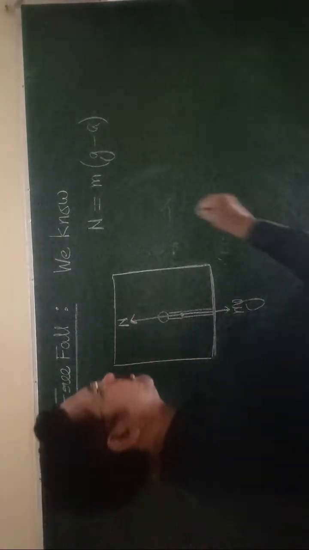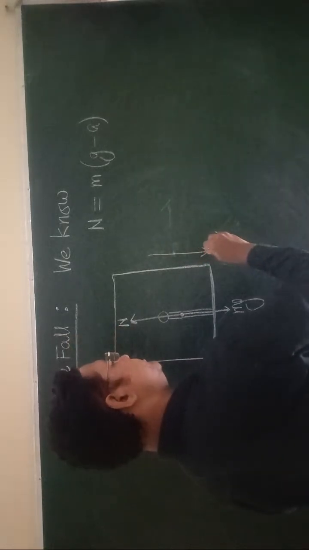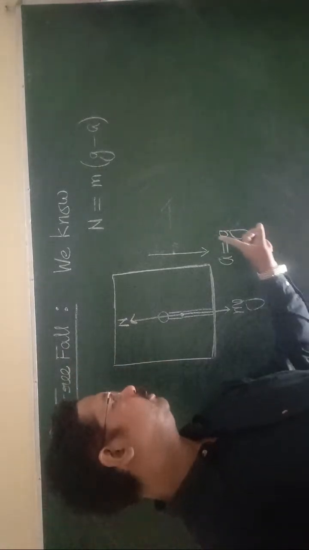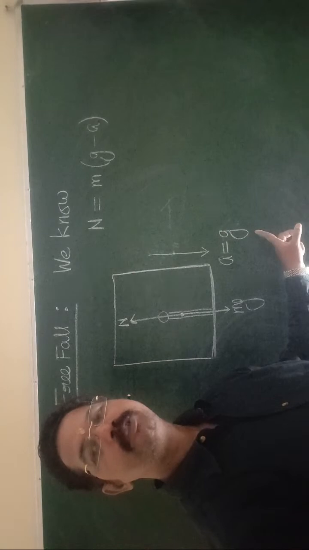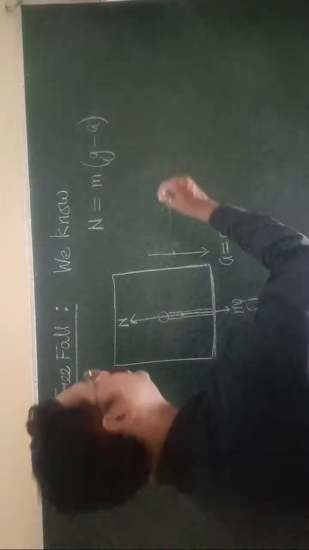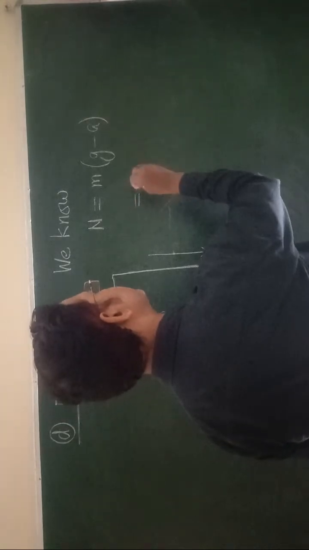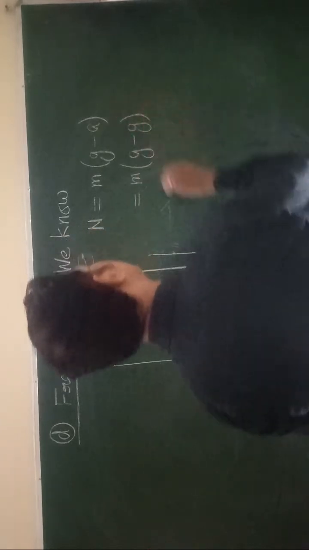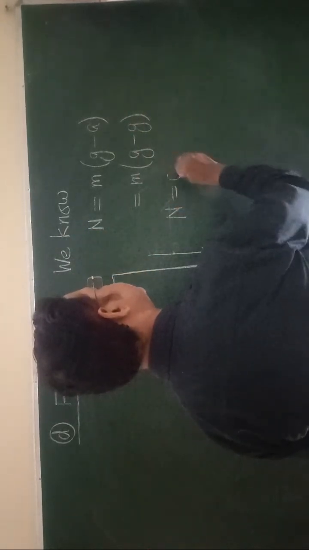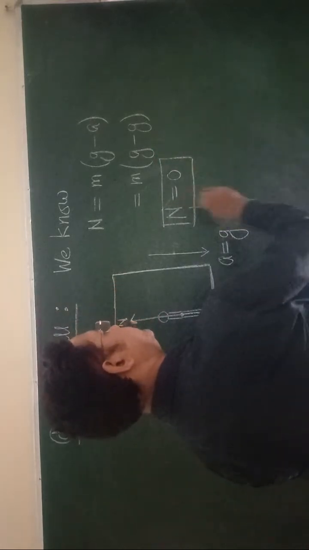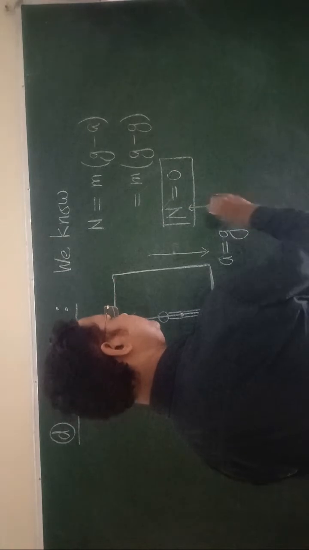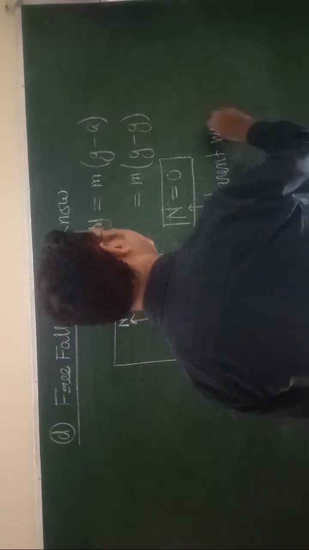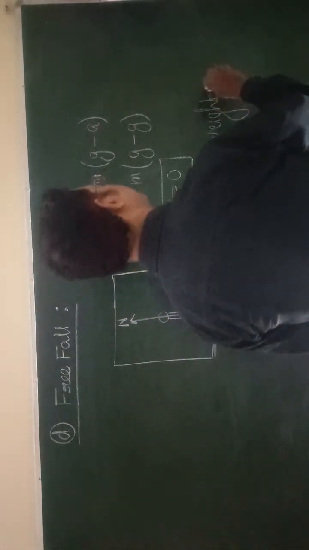So free fall means what? Downward acceleration is equal to g, the acceleration of the earth towards the center of the earth. So with m times (g minus g), there is no apparent weight. Apparent weight is 0.